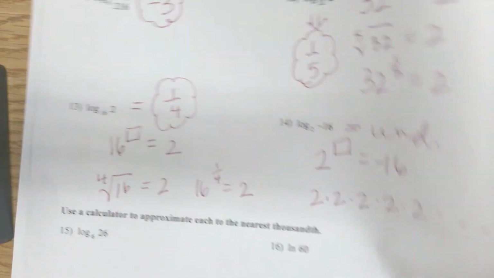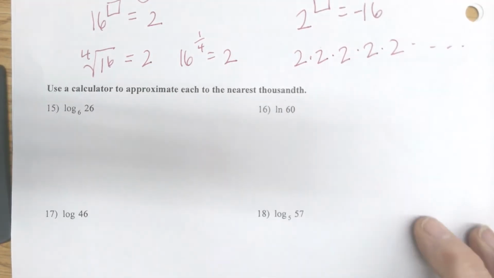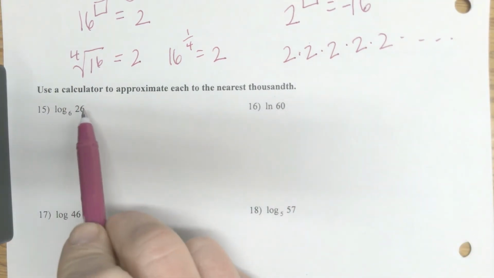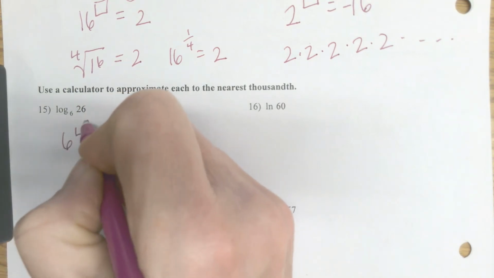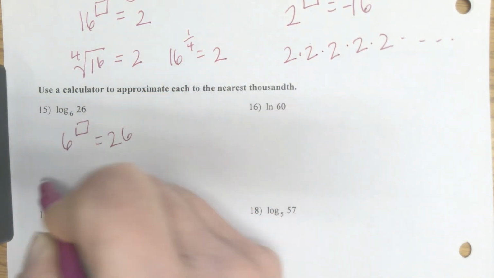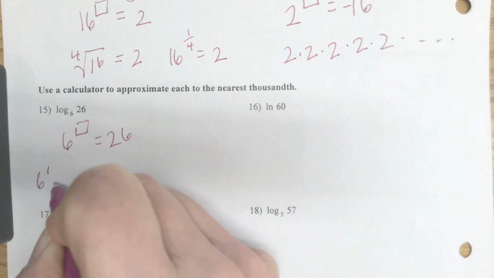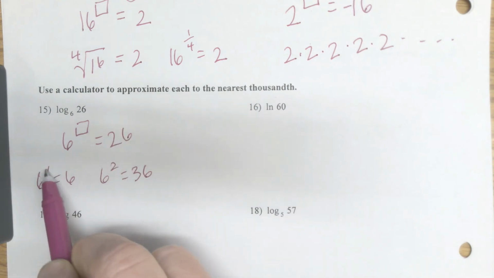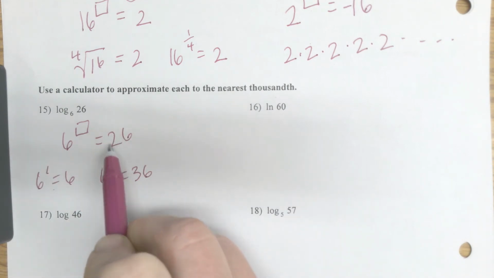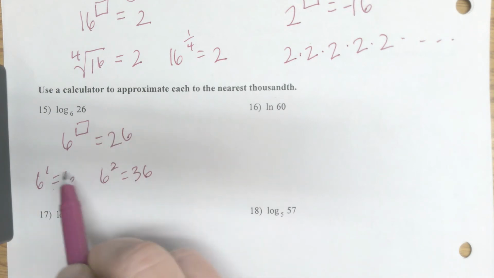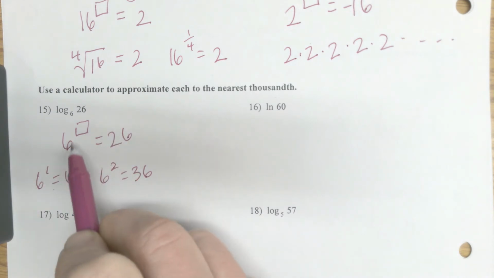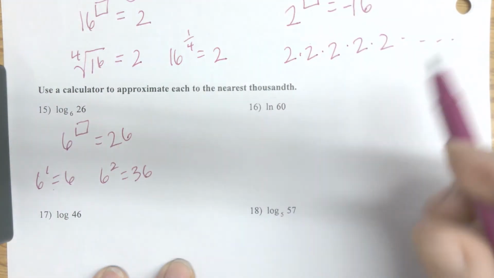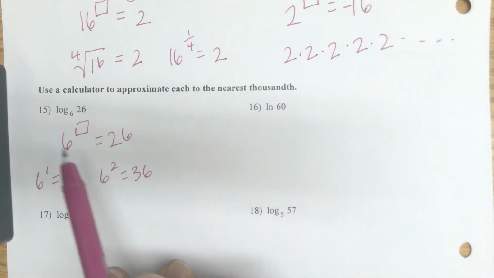All right, so now the last section that we're going to do is what happens if I have a scenario where I can't figure it out. 6 to some power equals 26. Well, 6 to the 1st is 6, and 6 to the 2nd is 36. Somewhere in between 1 and 2 is going to be a decimal, 1 point something that I put as a power on 6 will give me 26 as the value. I hope you get what I'm saying. And so I need to figure that out.